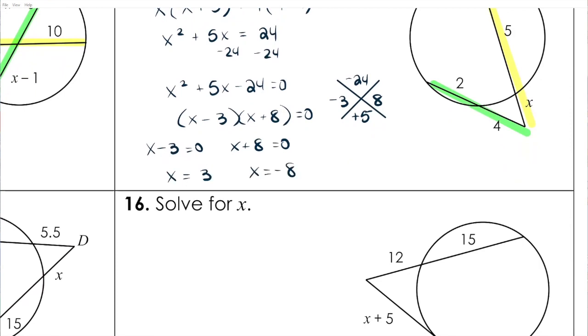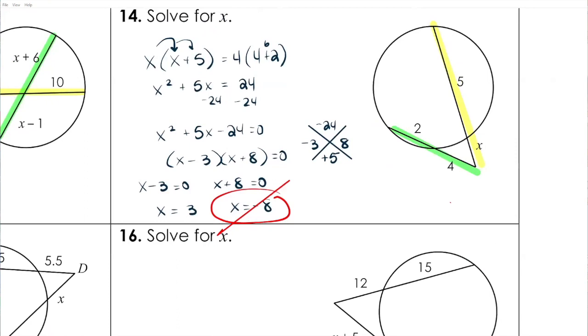But only one of those answers works. Which one is it? X is 3. How come? Can't have a negative side length. I could. They're both right.